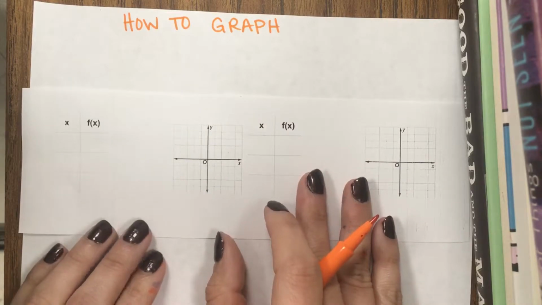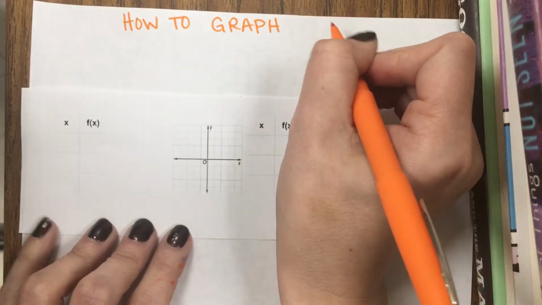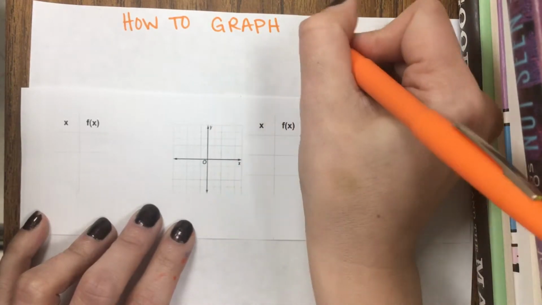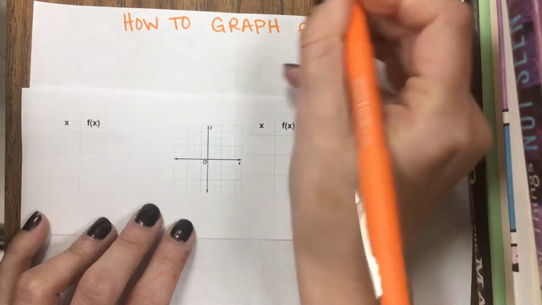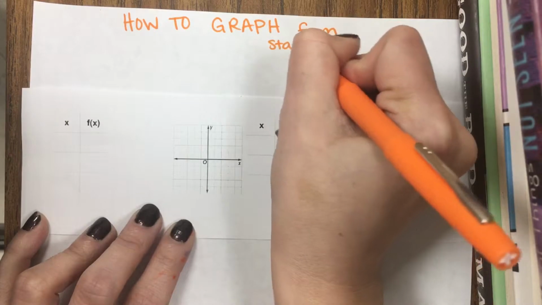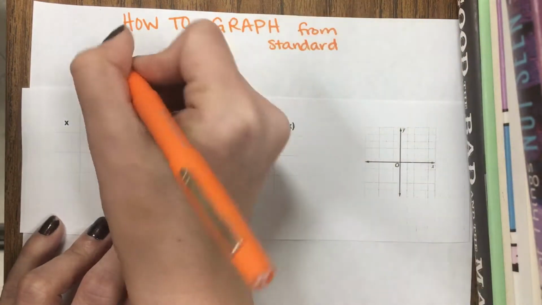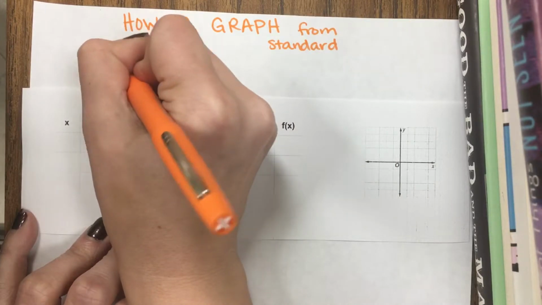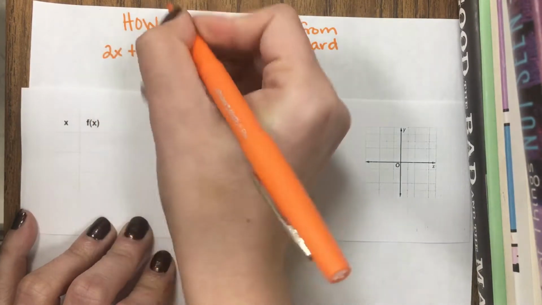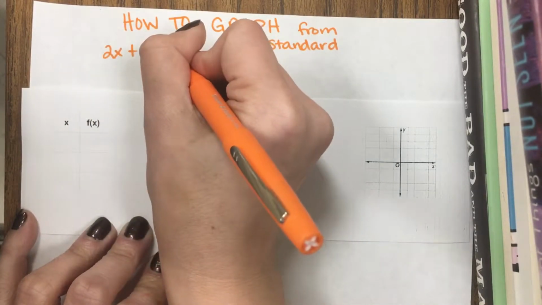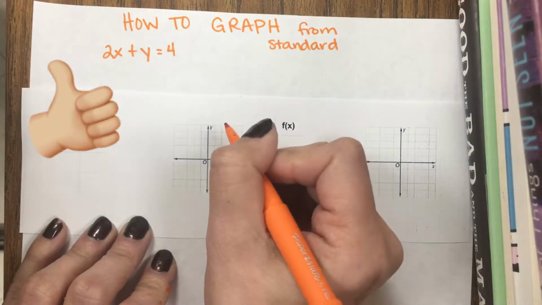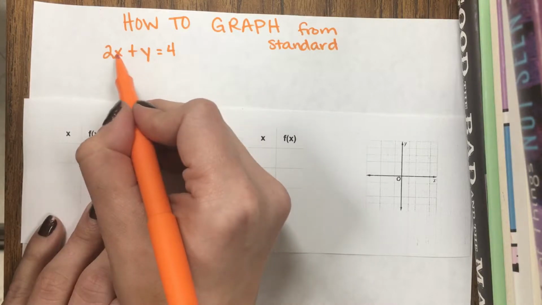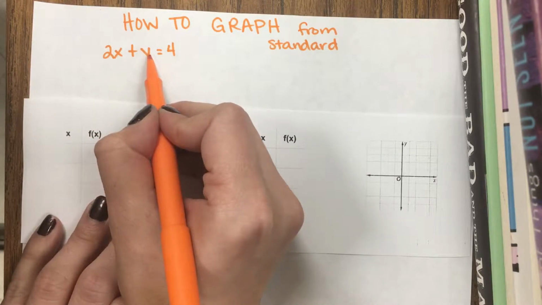Graph a line that's originally written in standard form, okay? So, we'll say from standard form. Let's say that I've got the equation, I'm just gonna make this up. Let's say we've got 2x plus y equals 4, okay? So this is in standard form because my x and my y are on the same side.